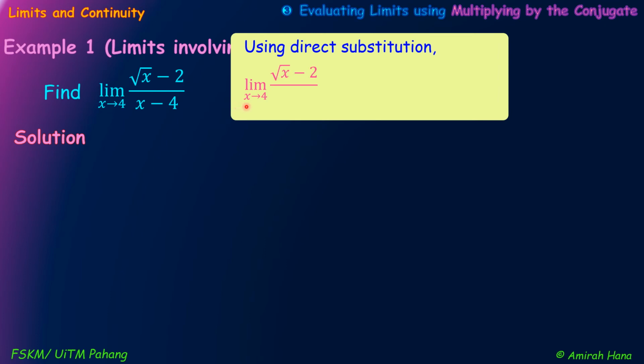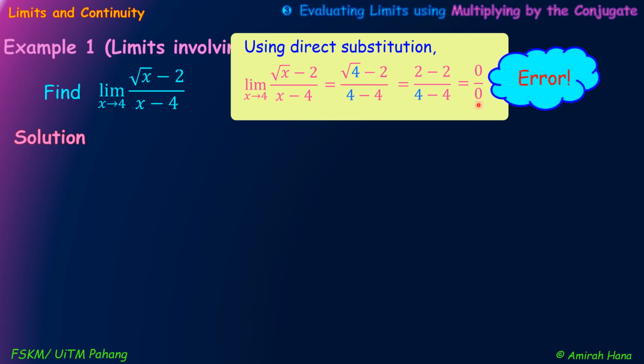From the limit as x approaches 4 of (√x − 2)/(x − 4), when we use direct substitution, we just plug 4 into whatever x is here. When we use direct substitution, there is no more limit expression. So we have √4 − 2 over 4 − 4. √4 equals 2, so 2 − 2 over 4 − 4, which equals 0 over 0. And remember, 0 over 0 is error or indeterminate. So we cannot use direct substitution.